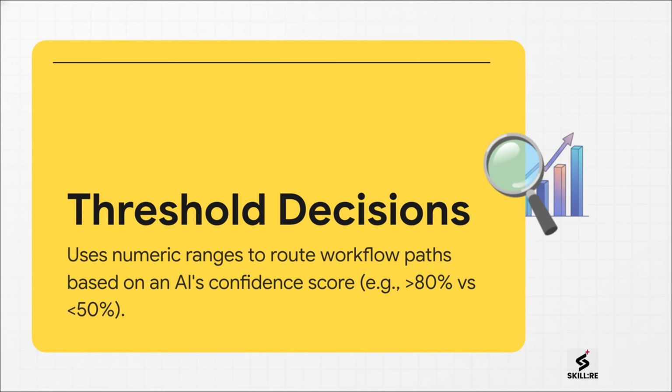And the third type is the threshold decision. This is for when your AI gives you a number, not a word. A great example is a confidence score.